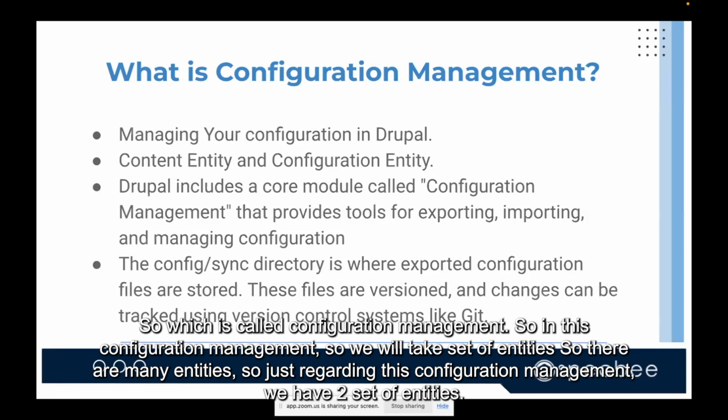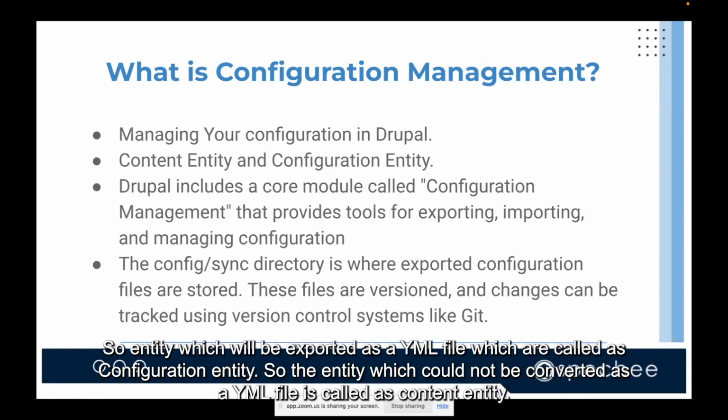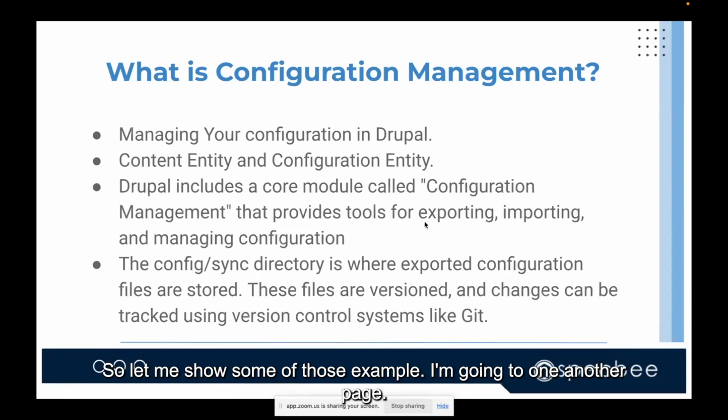In configuration management, regarding entities, we have two sets of entities. One is the content entity, and another is the configuration entity. The entity which can be exported as a YML file is called a configuration entity. The entity which cannot be converted to a YML file is called a content entity. Let me show some examples. I'm going to another page.